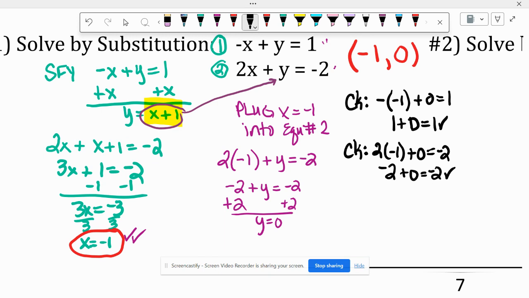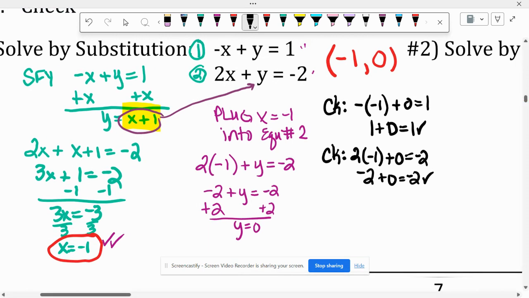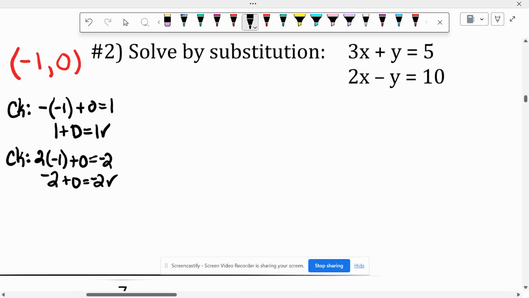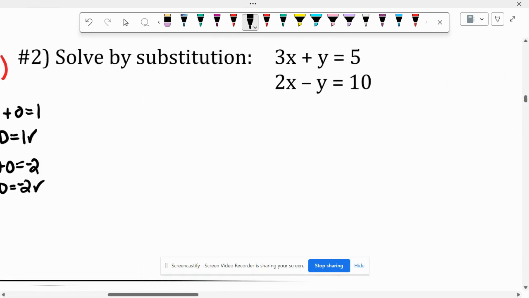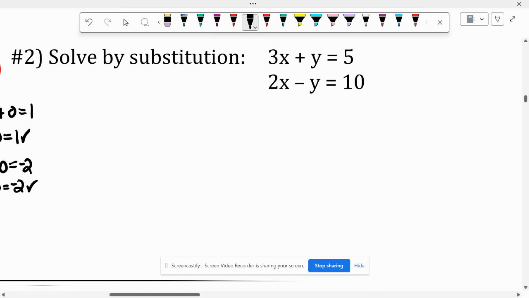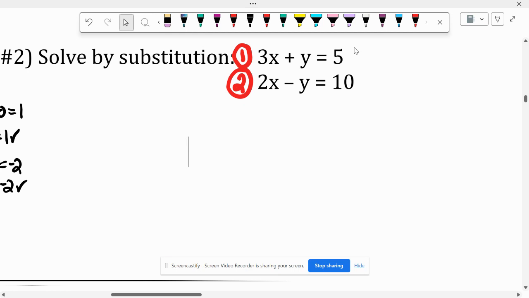Now, that's a lot of steps, right? You got to find x, plug it back in, find y, and then you got to check it. Let's do that again. So, looking at equations number 1 and number 2, which one do you want to isolate the variable on? Which one do you think it's going to be easiest to get a variable all by itself? Equation number 2. Okay.